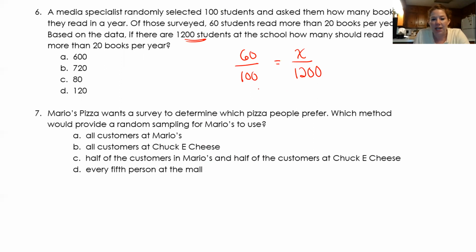So here is our ratio, or proportion, I should say. What could we multiply 100 by to get to 1,200? Well, that would be 12, right? So 100 times 12 is 1,200. So 60 times 12 would be what? 60 times 12 is 720.